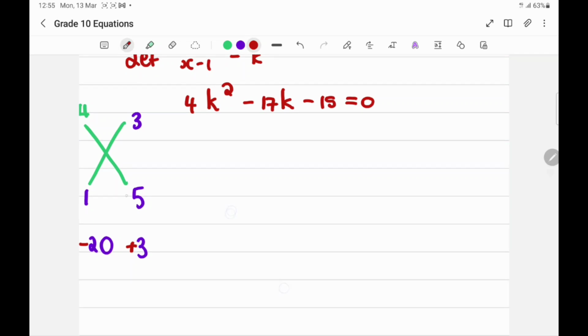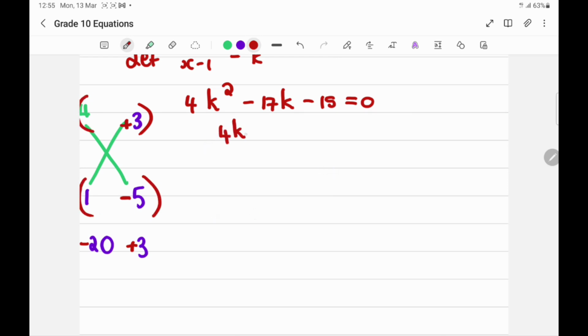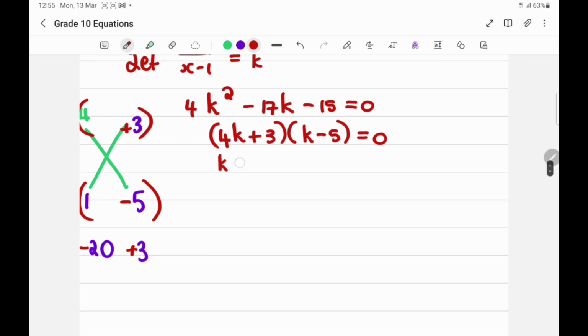Which one gave me the 20? This side. Which one gave me the 3? That side. So it will be 4k plus 3 times 1k, just k, sorry, minus 5. Always check your trinomials. So 4k times k is 4k squared, minus 20k plus 3k does give you that negative 17, does it? So either k is negative 3 over 4, because I threw it over, or k is 5.